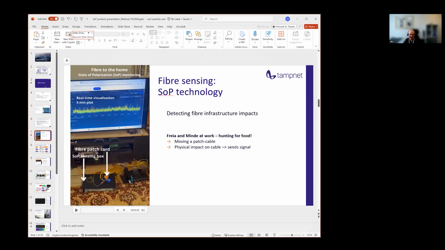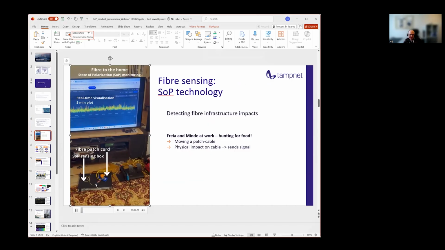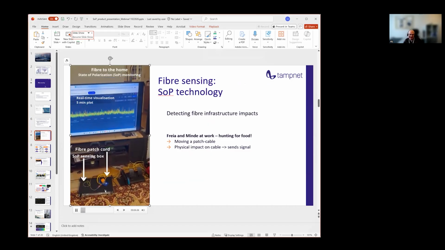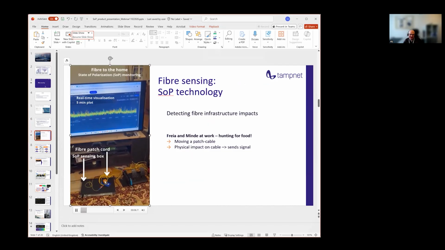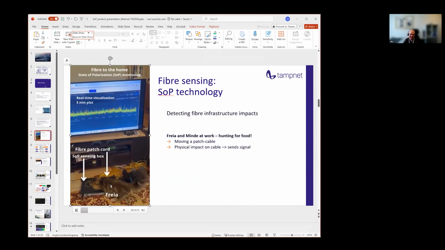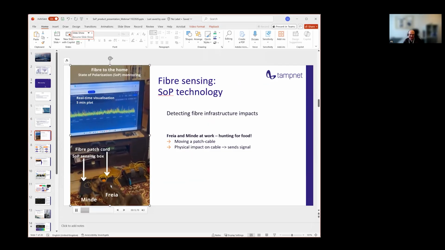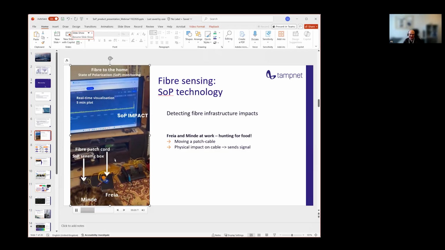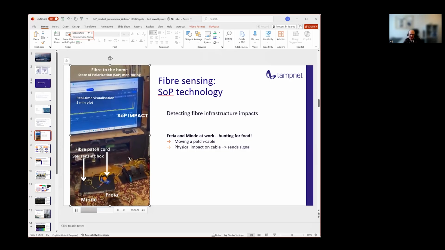So this is an illustration. It's a video showing the device here on the floor. This is my fiber to the home cable that I have split, and half of the power goes into this box and half to the internet. And here is the cats coming and having some goodies, and they are touching the patch cable, and we see the impact up here. So this is a typical example.